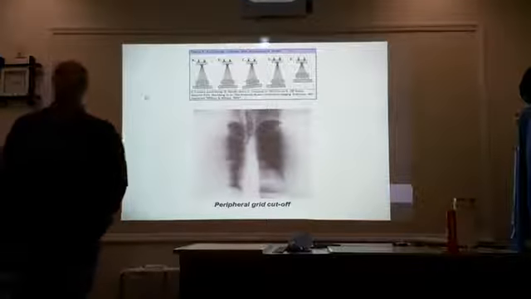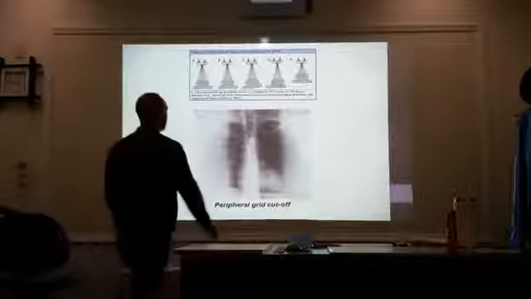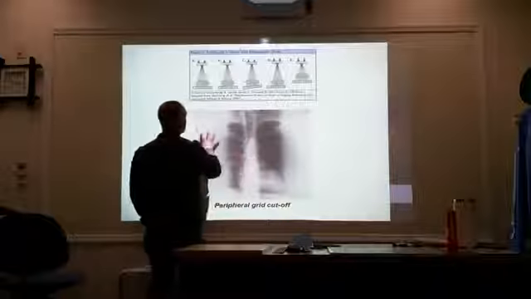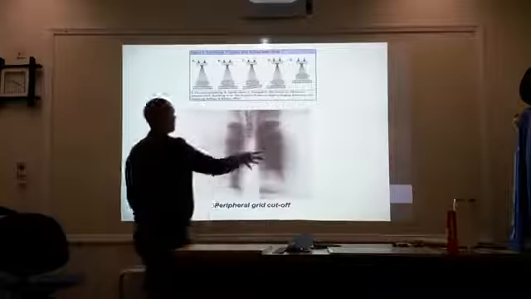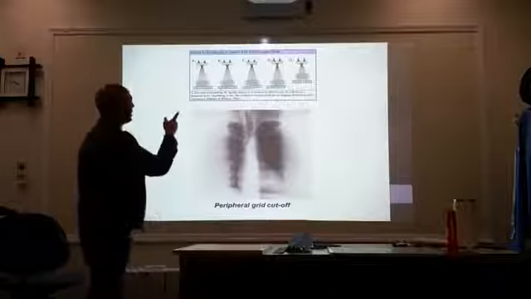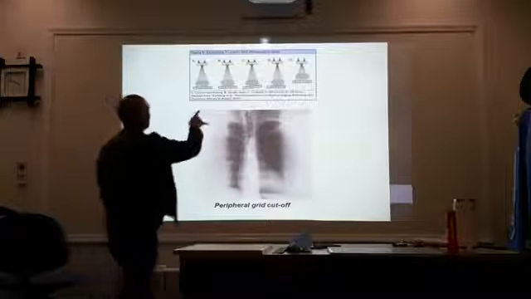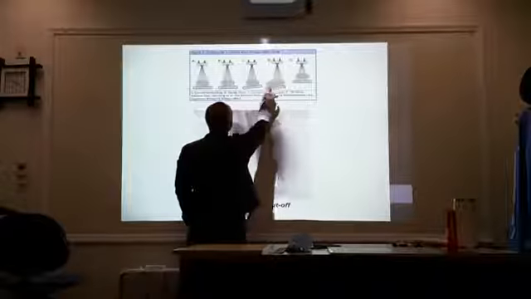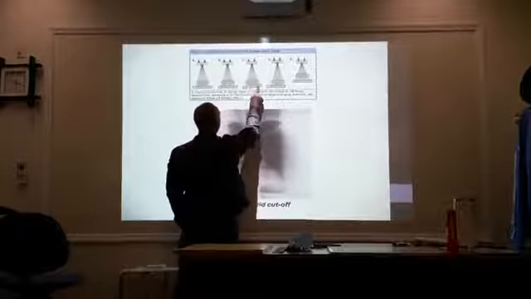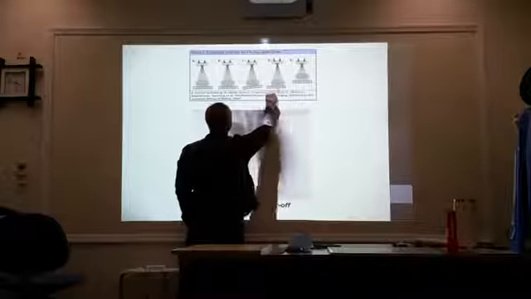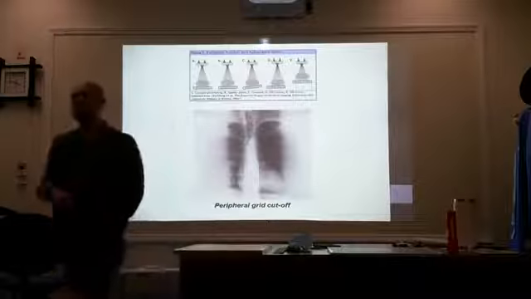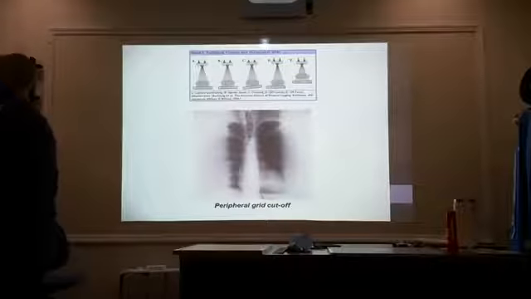Okay, here's an example of a grid cutoff. You got perfect density in the middle, but then it's absorbing the primary radiation on the sides. Again, this can change with angulation of your beam, angulation of your grid. It can be that your beam is not centered to the grid. These are just some examples.